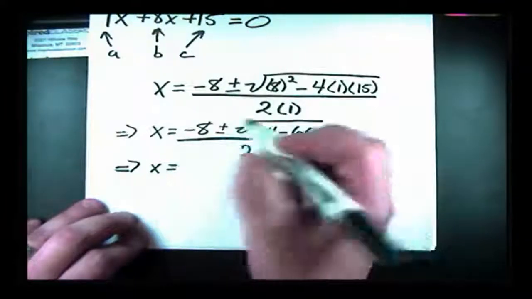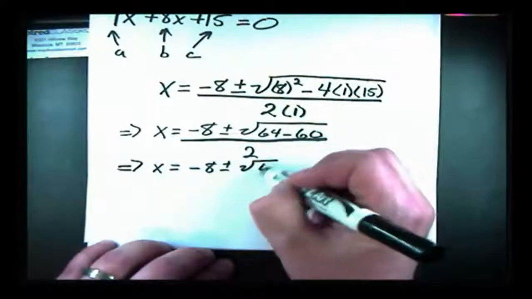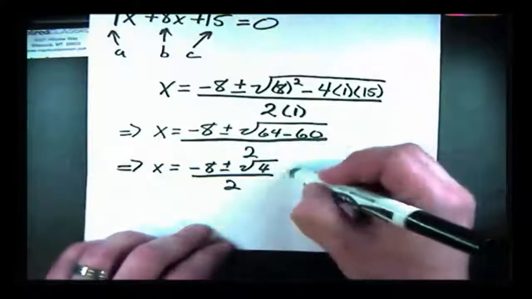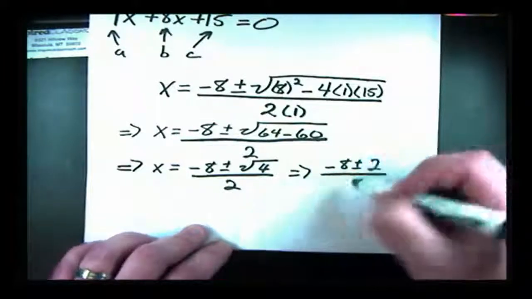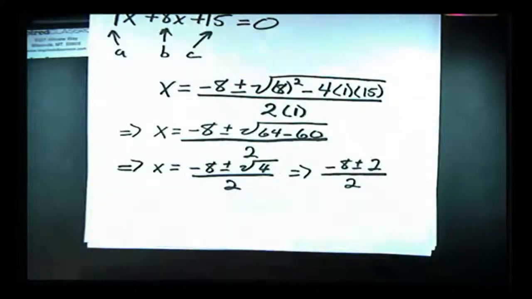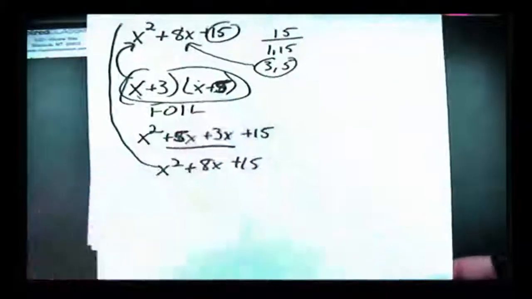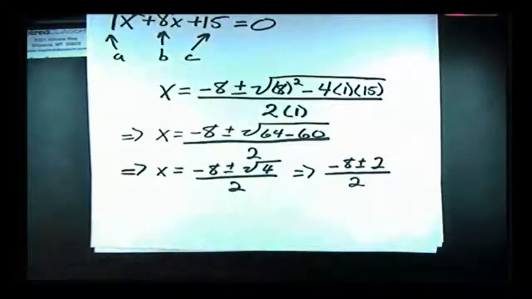So x is equal to 64 minus 60 under the square root, which tells us we need the square root of 4, divided by 2. We'll figure out this square root. This implies that we have negative 8 plus or minus 2, divided by 2. And notice we have a plus or minus here. It's important because when we factored the last time, and I'll show you that right now, we ended up with 2 factors, x plus 3 and x plus 5. So this plus or minus represents the fact that we have 2 answers to this equation.